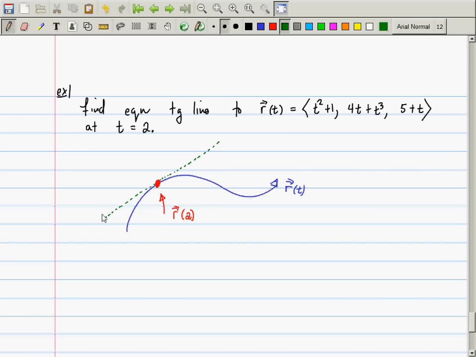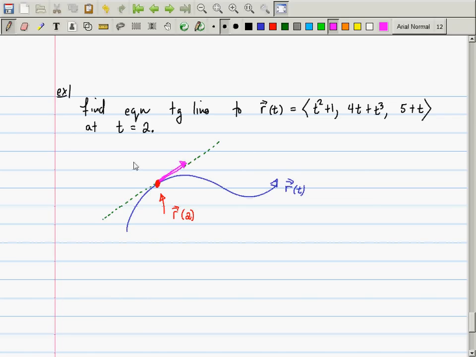So what we really need is a vector which is parallel to the tangent line. If only there was some way to find a vector that was parallel to a tangent line. The velocity, right? The velocity is parallel to the tangent line. The derivative, the tangent vector, is parallel to the tangent line. Okay, so then this vector right here, that's the vector that we want.